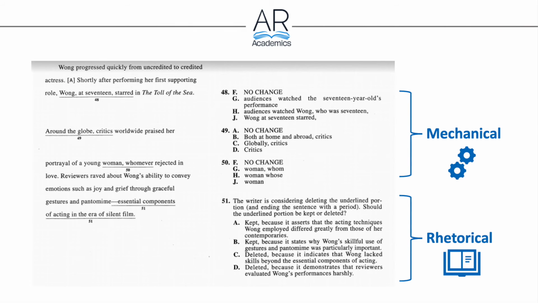The entire English section is broken up into 2 categories of questions, mechanical and rhetorical. We can differentiate the mechanical questions because they look a lot less wordy, and in fact, there's no question even being asked. If you look at 48, 49, and 50, all you see are answer choices. The mechanical questions deal with the components of the English language: commas, semicolons, colons, hyphens, apostrophes.